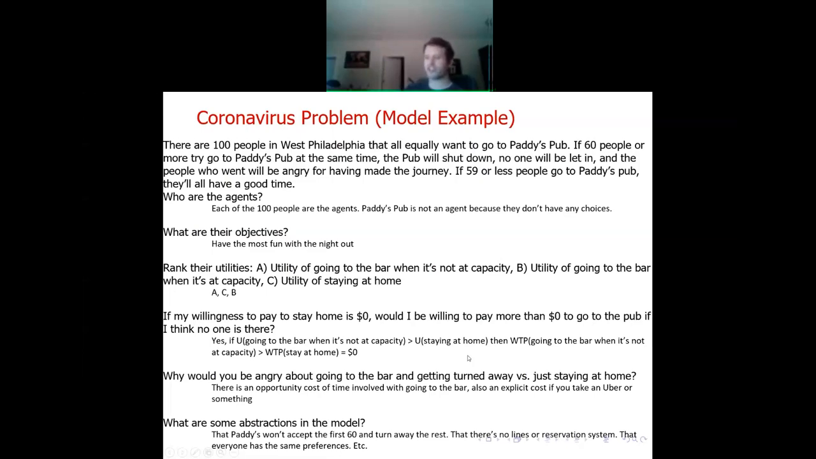Oh, you're making an abstraction that everybody has the same preferences. So maybe someone has a preference that, I want to go to the bar, but only if it's really socially distant, if it's at like 15% capacity or something like that. Otherwise, I'd rather just stay at home. So they might make a different decision than the other 99. So that's an abstraction that all 100 people essentially have the same preference structure.